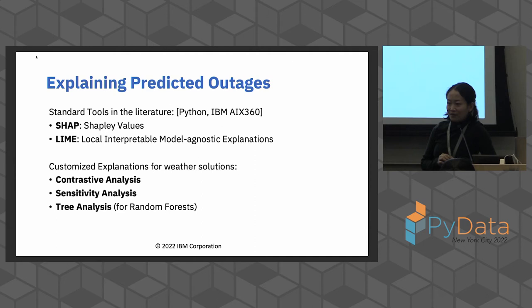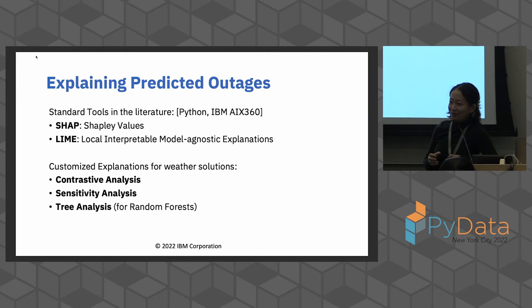Sensitivity analysis is also for a specific prediction. If I change the wind gust, increasing it by 1 meter per second or decreasing it by 1 meter per second, how will it change the final result? So it's the sensitivity of a prediction to a feature. And tree analysis is also for one prediction. All these are local explainers, so we explain a specific prediction, unlike feature importance, which is a global explainer.